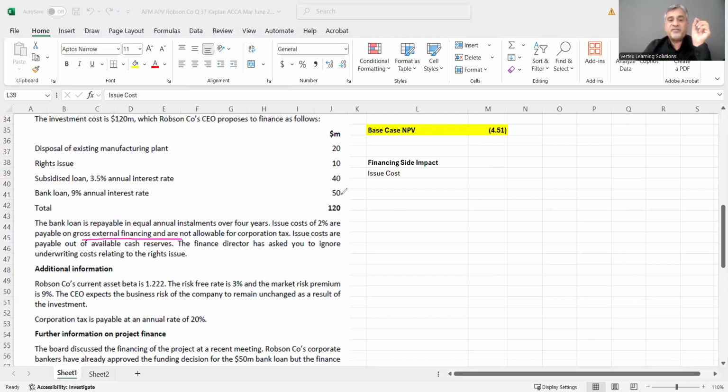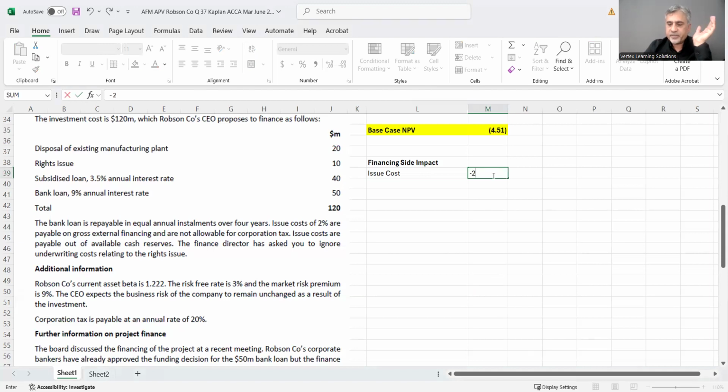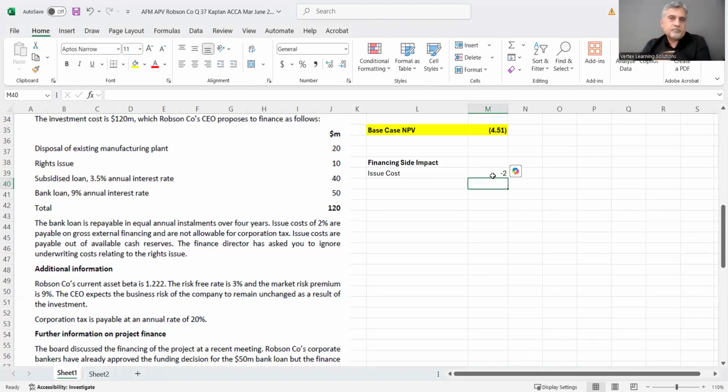So gross external financing, this is your internal financing. You are selling, all other is your external financing. So 2% of 100 million, it means 2 million. So this is -2. I have to pay -2 straight away. Then what will I get?